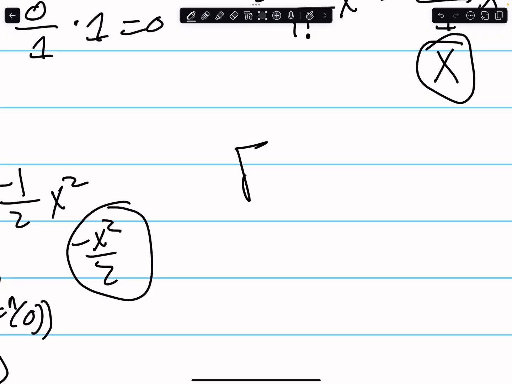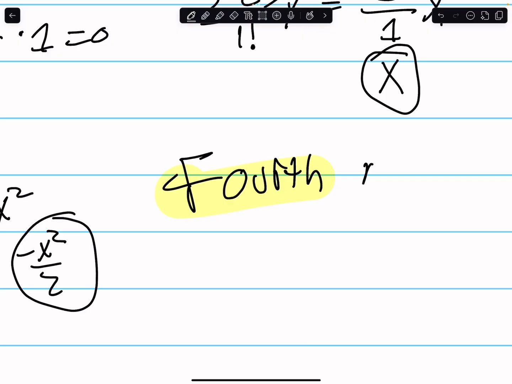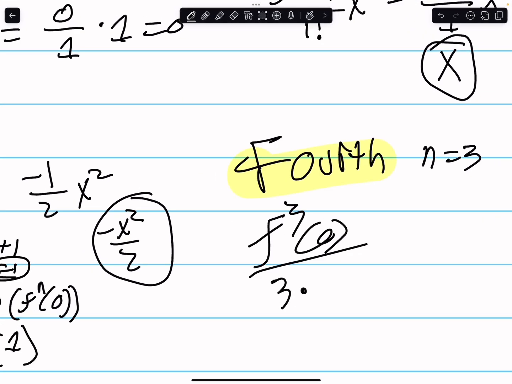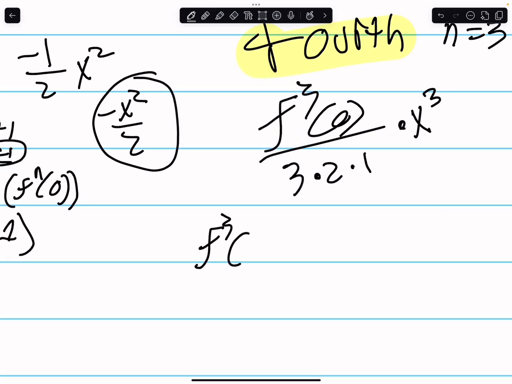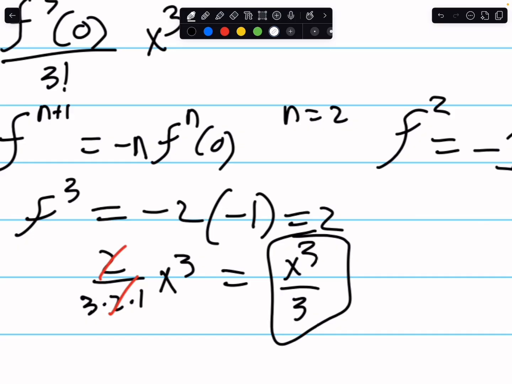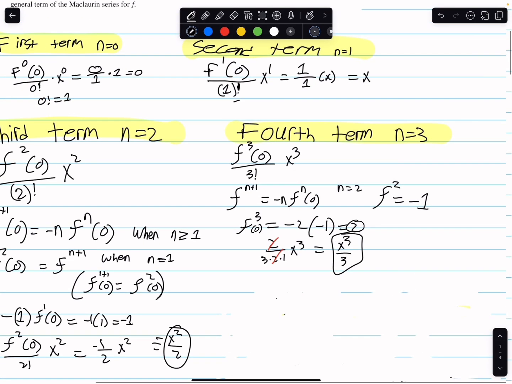Which moves us on to our fourth term in the series, where n equals 3. We now have the third derivative of f at 0 over 3 factorial, which is 3 times 2 times 1, times x cubed. Now we do the same thing with f triple prime of 0, which is equal to f of 2 plus 1 of 0, which is equal to negative 2 times f of 2 of 0, which we just found to be negative 1, so we get f triple prime of 0 is equal to 2. We can then plug that back into the Maclaurin series and reduce to get x cubed over 3, which is our third non-zero term.